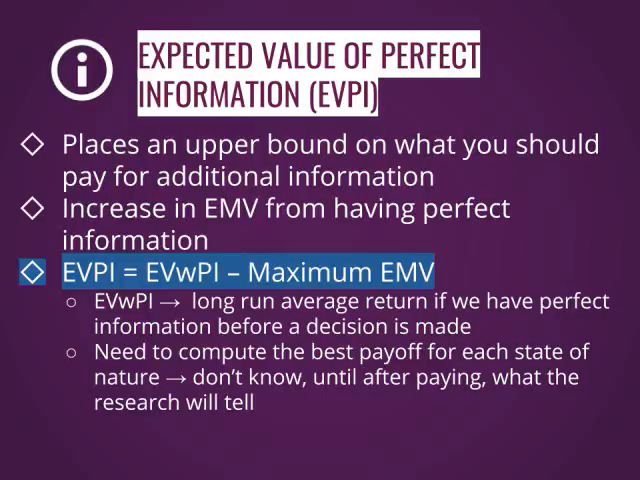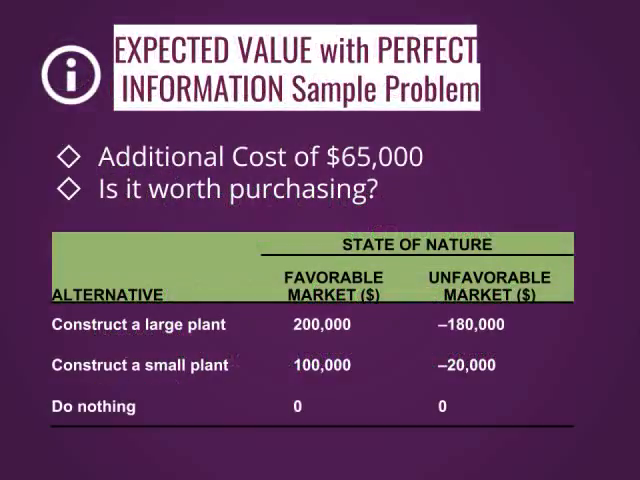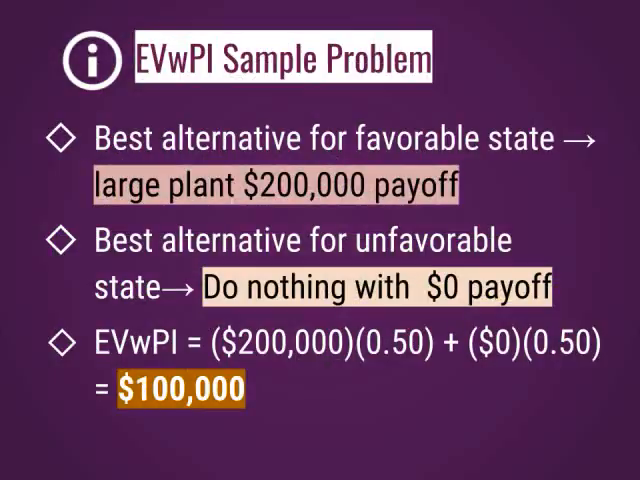So here we have the formula for EVWPI. We multiply the best payoff for each state of nature with the corresponding probability. Here we have an example. Given the additional cost of $65,000, is the information worth purchasing? So first, we determine the EVWPI.